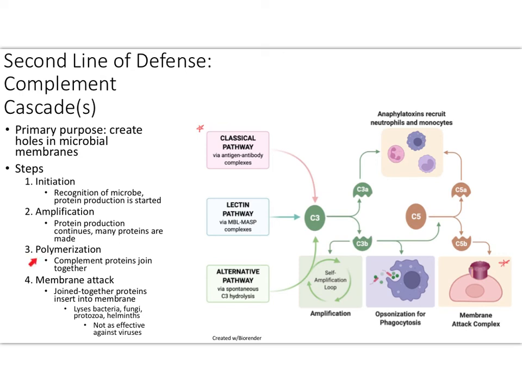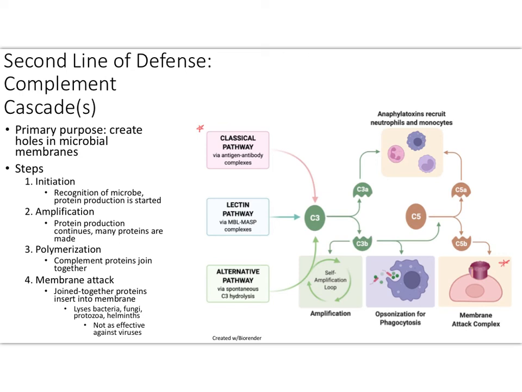As all of these proteins are being produced, once there are enough of them that are ready to be used, the next step called polymerization occurs. Polymerization is when all of these proteins that have been produced in the previous steps are going to join together and form what we call the membrane attack complex. Once polymerization has occurred and the membrane attack complex has been created, and remember, this membrane attack complex is basically just a bunch of proteins that have joined together, then the final stage, called membrane attack, can actually occur.